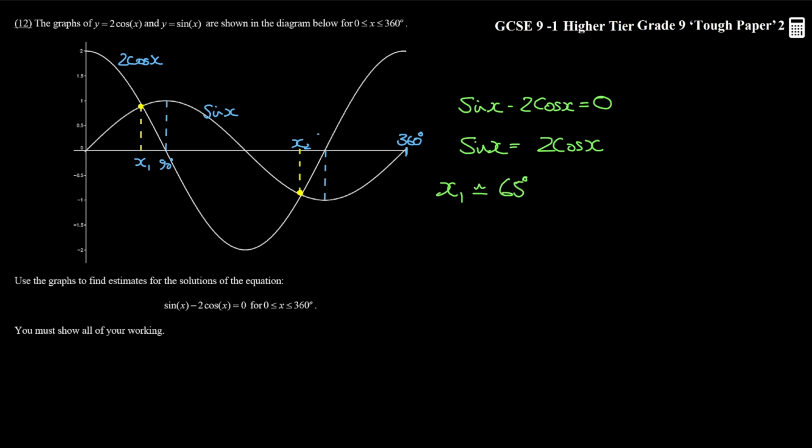And because we know that this point here must be 270 degrees, the difference here and here will be equal. The distance here is the distance from 65 up to 90, which is 25. This is also 25, so I can say that x2 is approximately equal to 270 minus 25, which is 245. And those two answers will get you full marks.